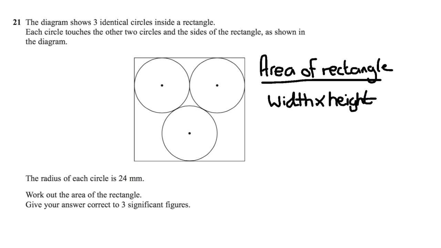How do we work out the width? Well, we can work out the width by adding the four radii together. So for example, this is the first radius, which is 24 millimeters. This is the second radius, which is 24 millimeters. Third radius, which is 24 millimeters. And the fourth, which is 24 millimeters. Okay, so I'm just going to put that down.